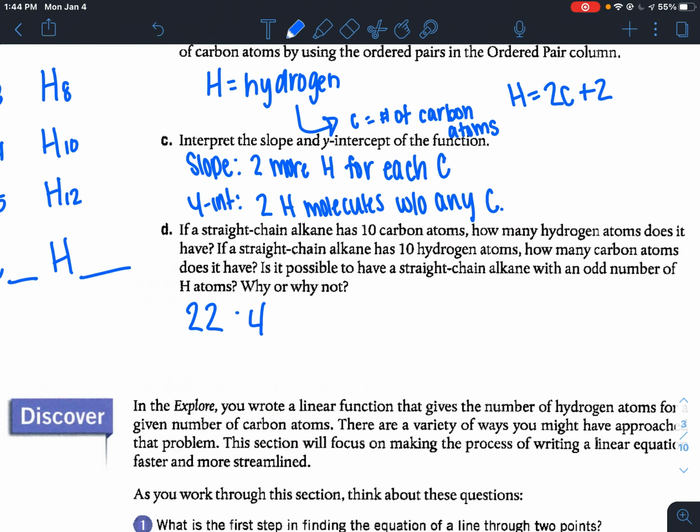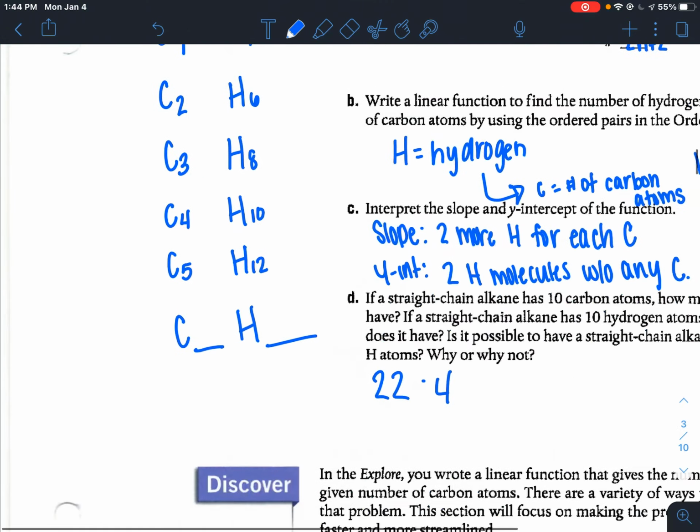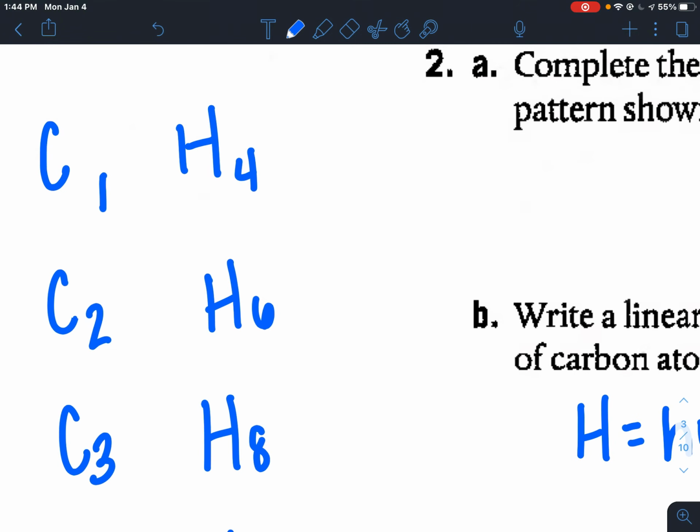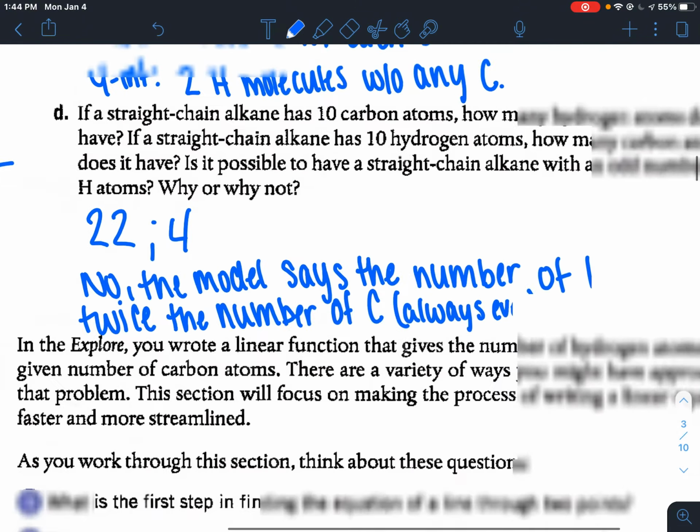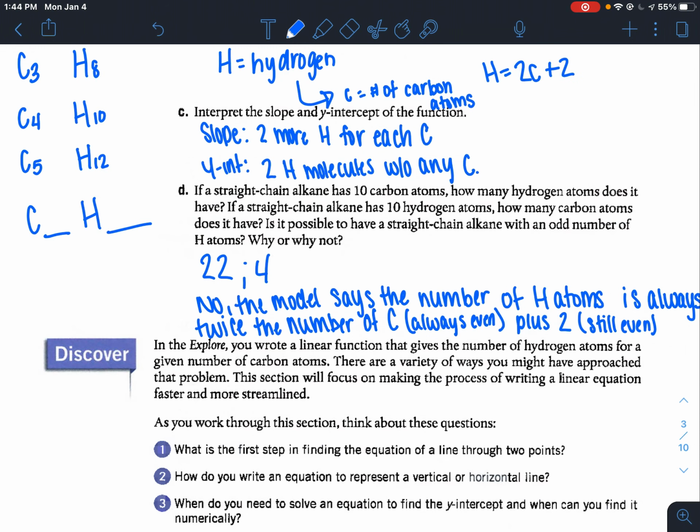Is it possible for us to have an odd number of H atoms? Okay, notice that I don't have any odd number of hydrogens. It's always even. And so my answer is going to be no. The model says the number of hydrogen atoms is always twice the number of C. So anything times 2 is going to be an even number. And if I add 2, it's still continuing that even number trend. So if you don't believe me, you can play around with some numbers and look at that yourself. Or you could just take my word for it.